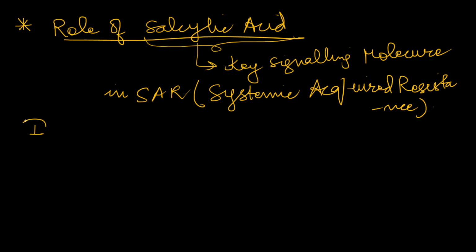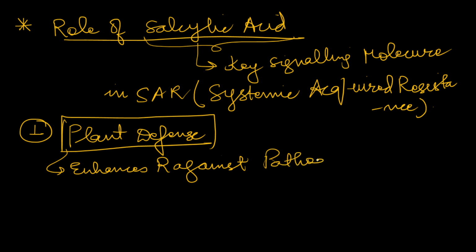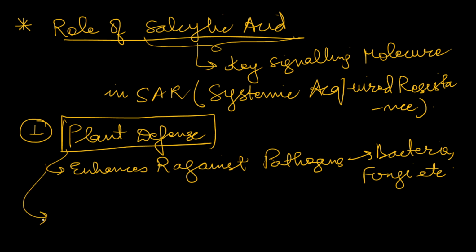So its first role is plant defense, as we just discussed. It enhances plants' resistance against pathogens. And these pathogens can be bacteria, fungi, viruses, etc. Okay. It activates the defense mechanism such as production of pathogenesis related proteins and antibacterial compounds. तो देखो ये क्या होता है, तो जो भी यहाँ पे आपके ये क्या करता है, pathogenesis को activate कर देता है, ठीक है?